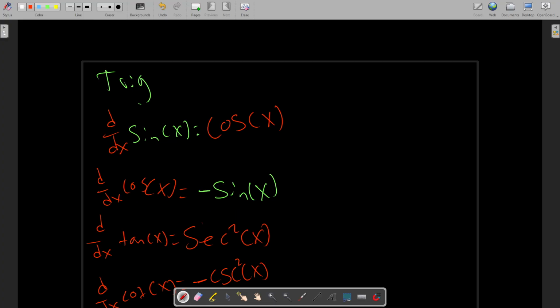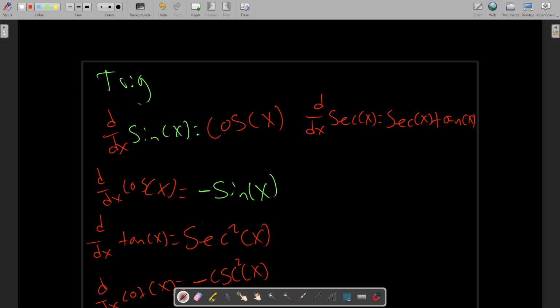And then we just have a couple more here. Now, d over dx of secant of x. What do we think this is? Now you can use the quotient rule with this one because basically it's cosine in the denominator, right? So you can use the quotient rule to figure this out too. You just get secant x tangent x.